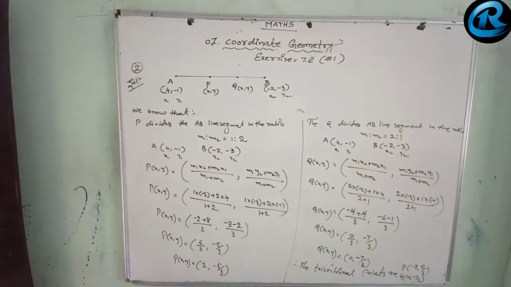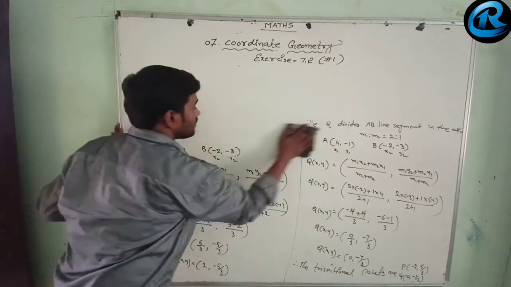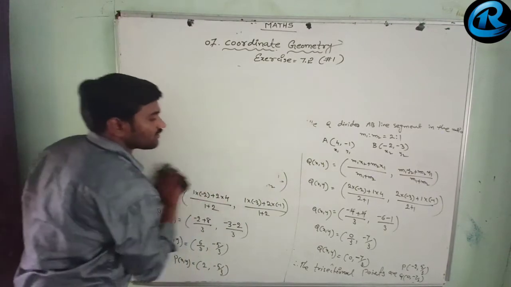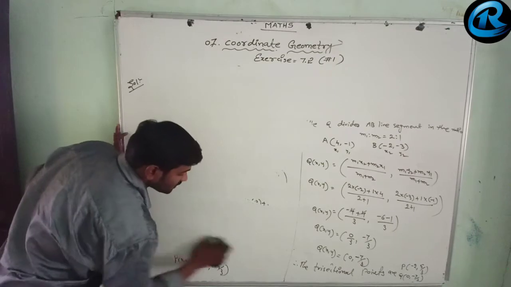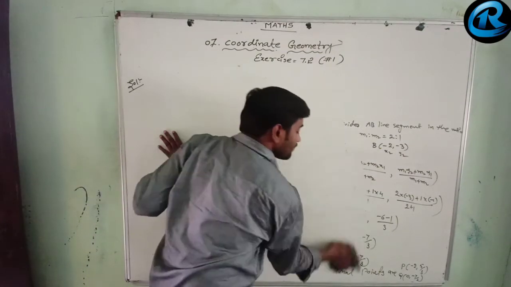Now we go for the third question. Until now we used section formula to find the divided points P x, y and Q x, y. Now we go for the ratio.